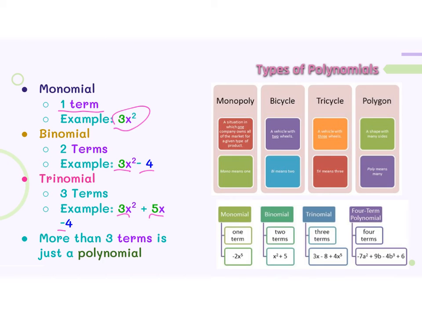Monopoly, a situation in which one company owns all of the market. Mono means 1. A bicycle has 2 wheels. Bi means 2. A tricycle is a vehicle with 3 wheels, and tri means 3. Polygon, a shape with many sides. Poly means many.